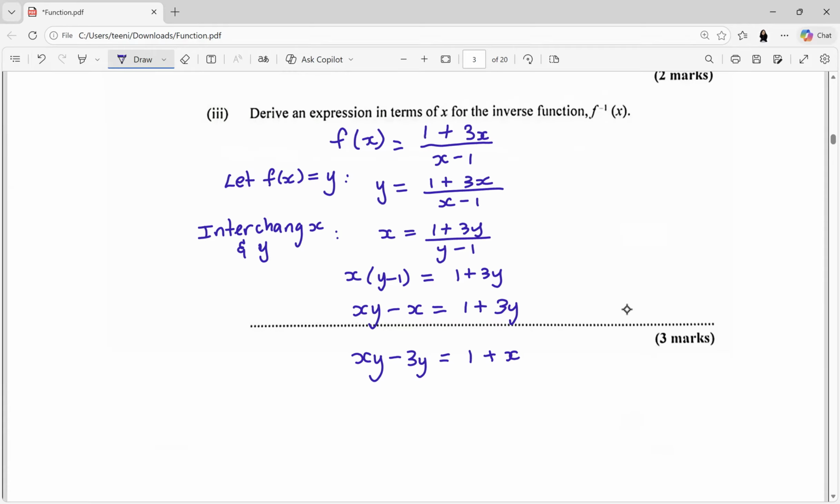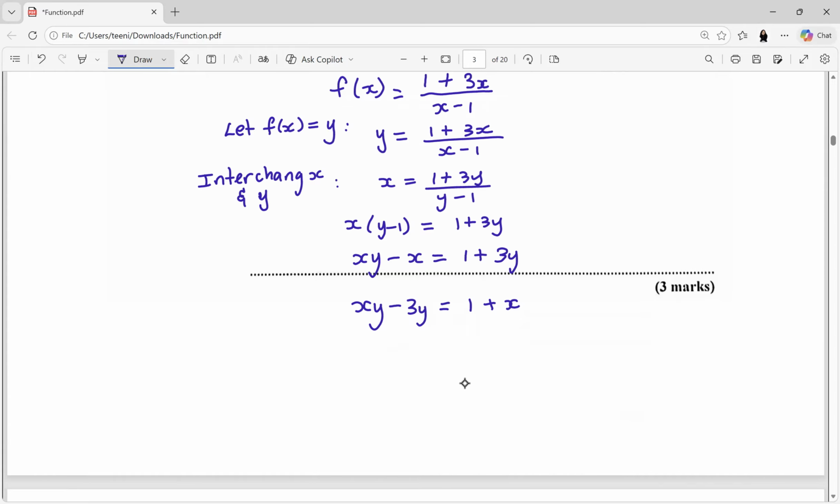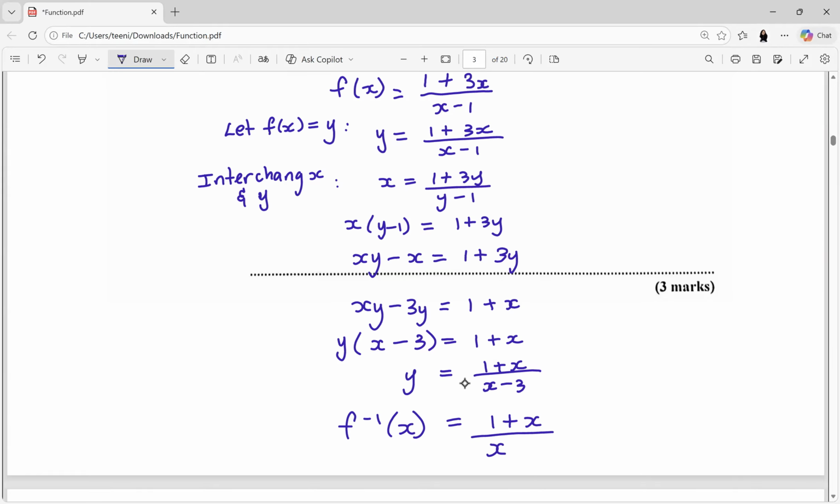Now, on the right-hand side, remember the objective is to get y by itself. So I could get y by itself here by factorizing both terms, factoring out y, since y is common to both of them. So this would be y into x minus 3 is equal to 1 plus x. And therefore, y would be equal to 1 plus x divided by x minus 3. And that is your answer. F inverse x is equal to 1 plus x divided by x minus 3.